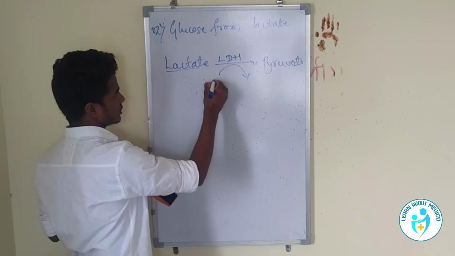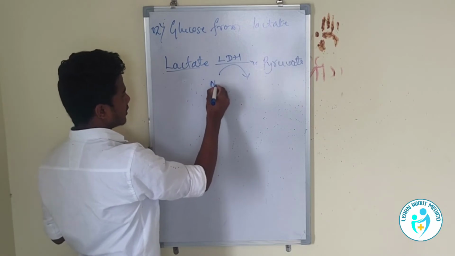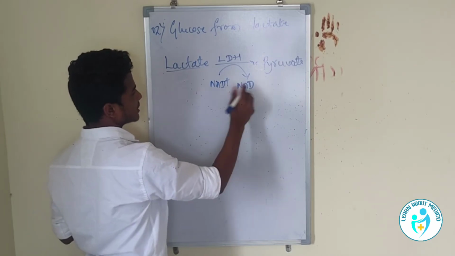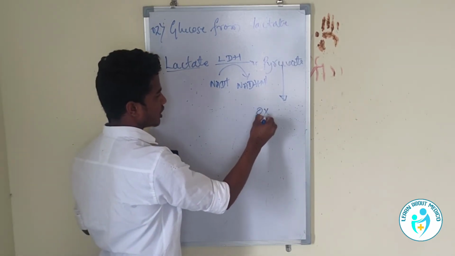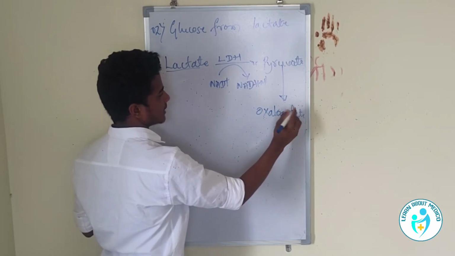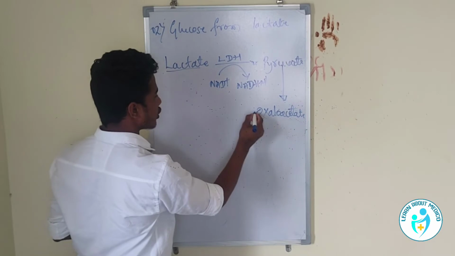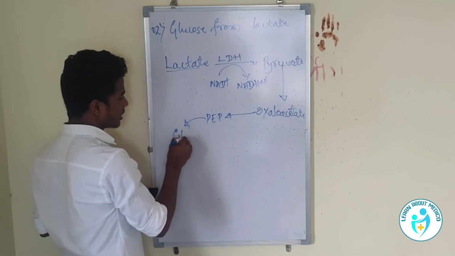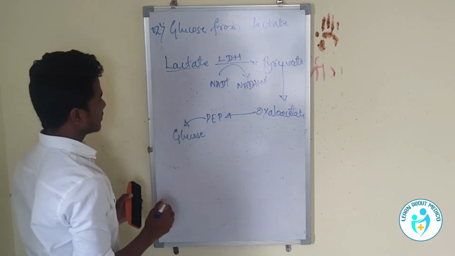Here, ATP is utilized, and NAD plus is converted into NADH plus H plus. And this pyruvate is again converted into oxaloacetate with the help of the enzyme pyruvate carboxylase, as I told you. This is the carboxylation reaction. And this oxaloacetate is converted into PEP, that is phosphoenolpyruvate. From the PEP, we are going to obtain glucose. This is from the lactate.